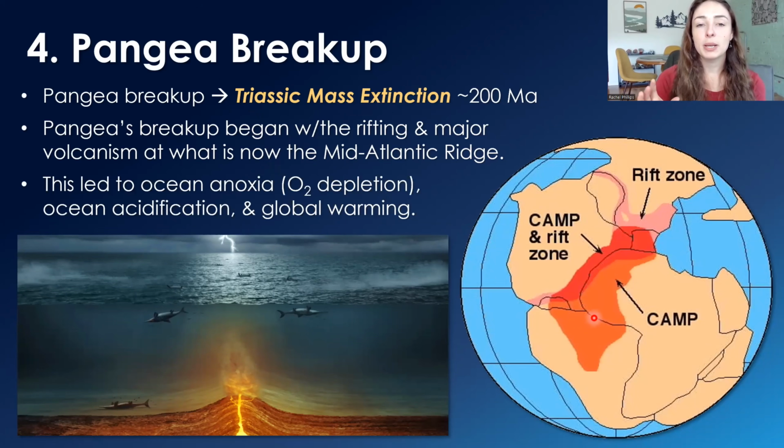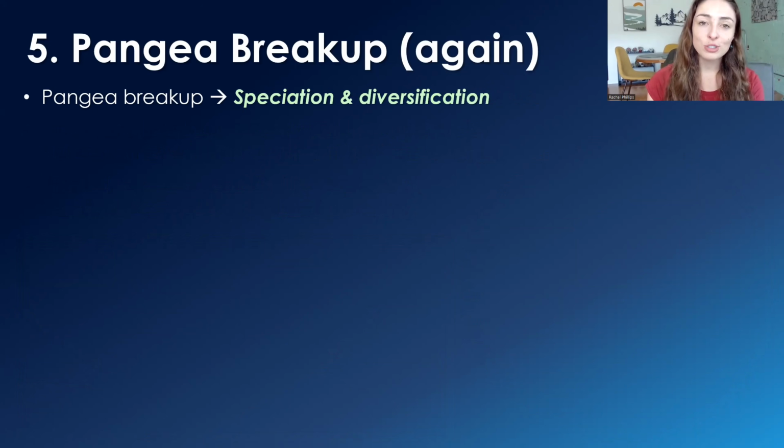This led to ocean anoxia, or oxygen depletion in the ocean water column, ocean acidification, and global warming, all due to the massive amounts of carbon dioxide released as the major rifting and volcanism occurred at the mid-Atlantic, or the CAMP, the Central Atlantic Magmatic Province. But in the long term, the breakup of Pangea led to major speciation and diversification of life.